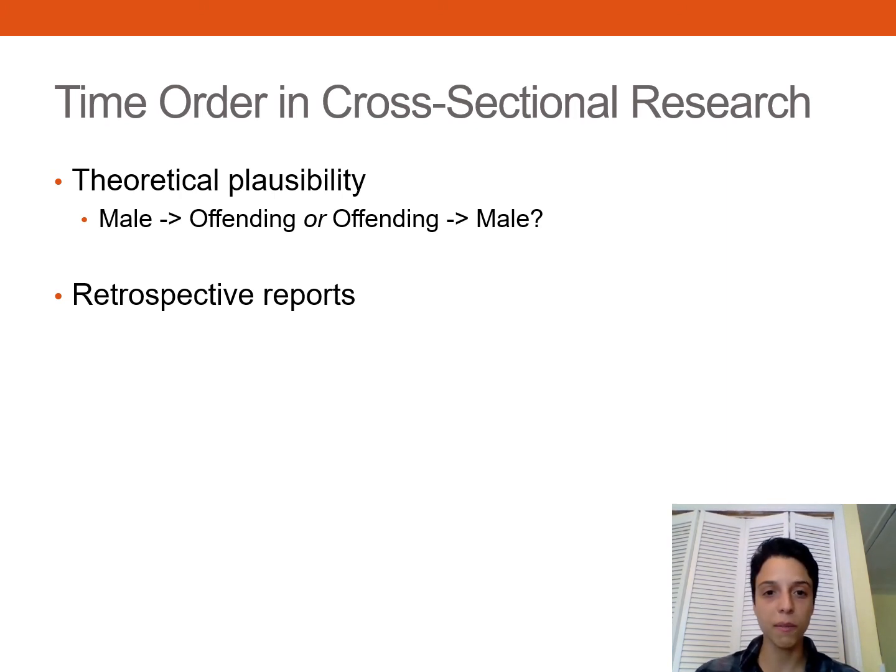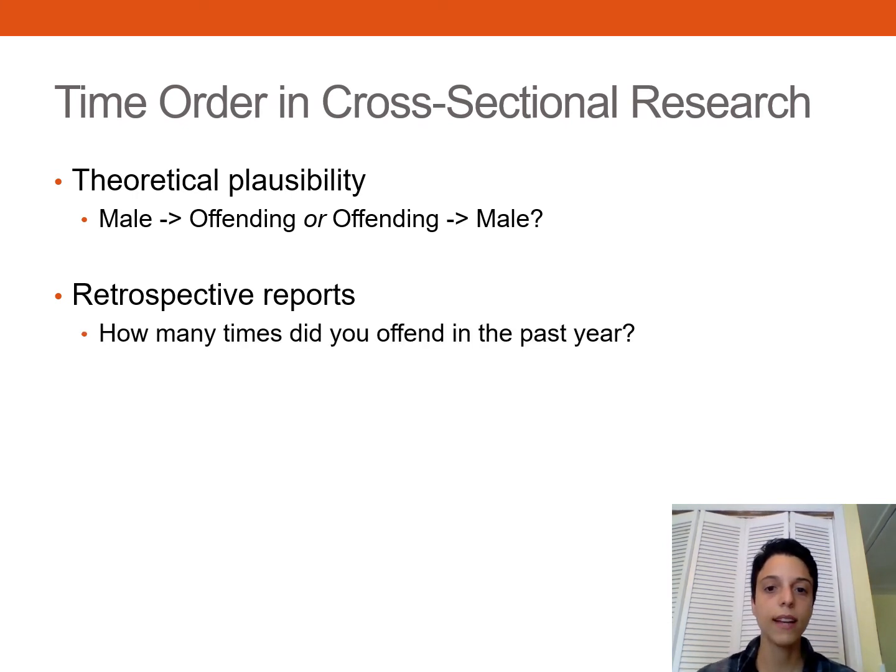All right, so now onto the bullet point that I already popped up here, retrospective reports. Retrospective reports try to build in a time element into a cross-sectional study by asking about things that happened in the past. So if you're trying to use offending as a variable, you might ask people about what they did in the past year. Then you can put a date stamp on that, and you know that it would come before something that, if you ask somebody, what are you doing now?